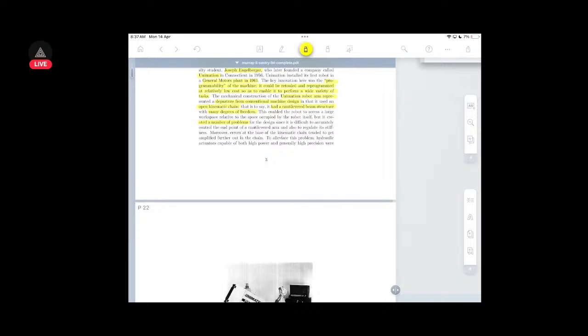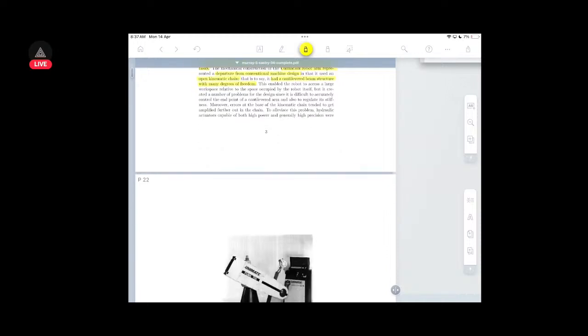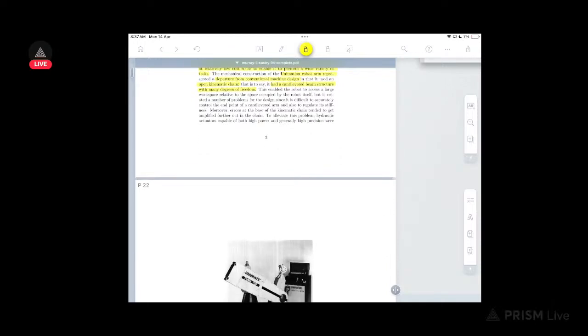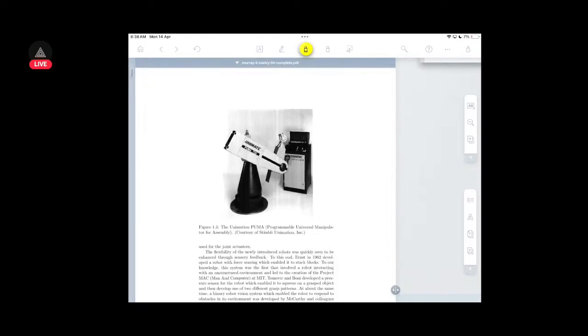Having many degrees of freedom created a large number of problems, since it is difficult to accurately control the endpoint of a cantilevered arm and also to regulate its stiffness. Errors at the base of the kinematic chain tended to get amplified further out in the chain. So if there is a kinematic error at the base of the chain, it would be amplified further out. To alleviate this, hydraulic actuators, both high power and high precision, were used.